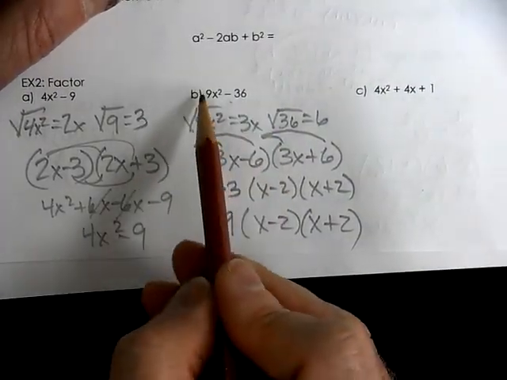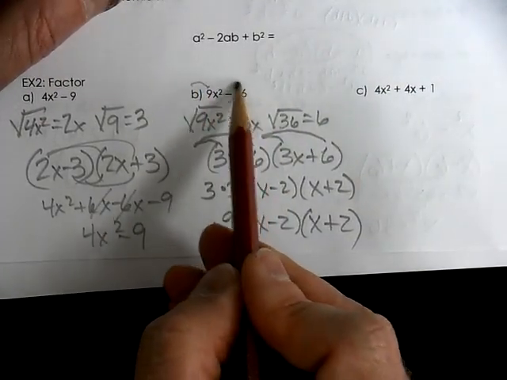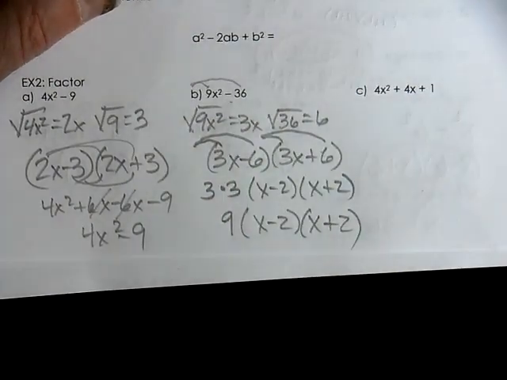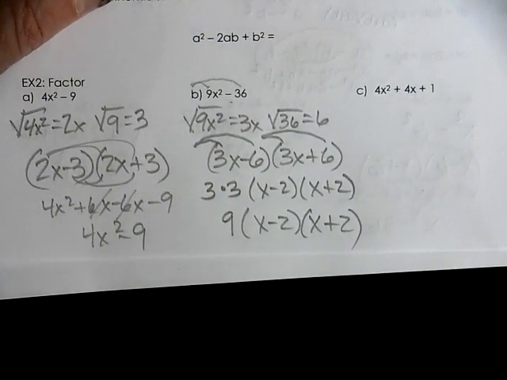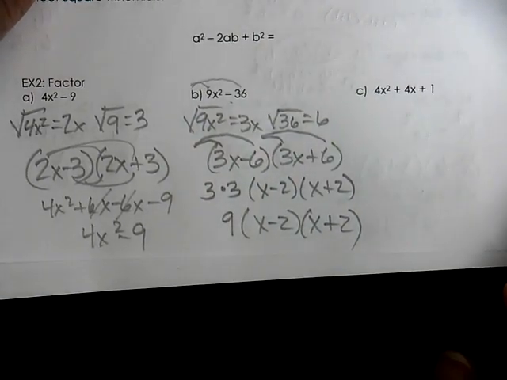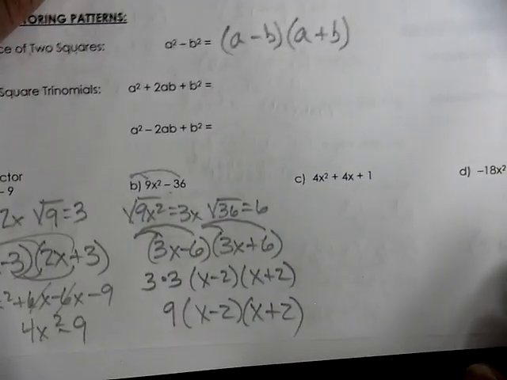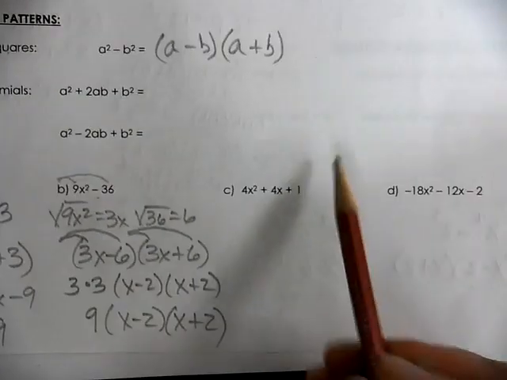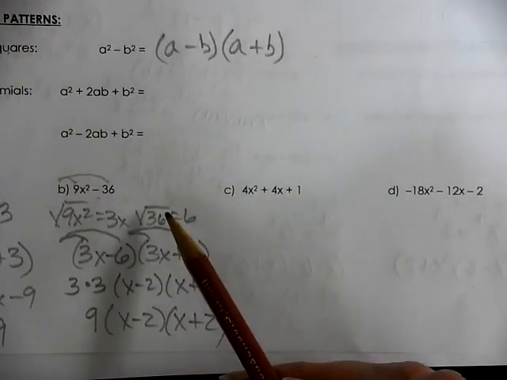You could have done that from the very beginning here. Pulled out your 9, and you could have helped yourself get through it a lot quicker. All right, last two. Notice how these are a little bit different.